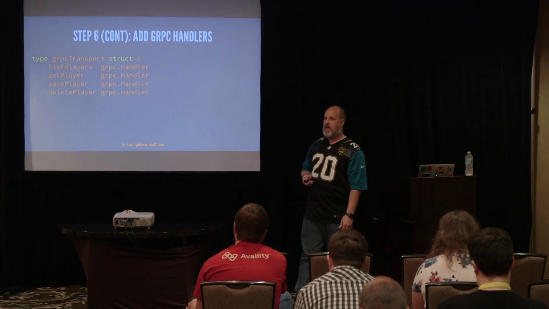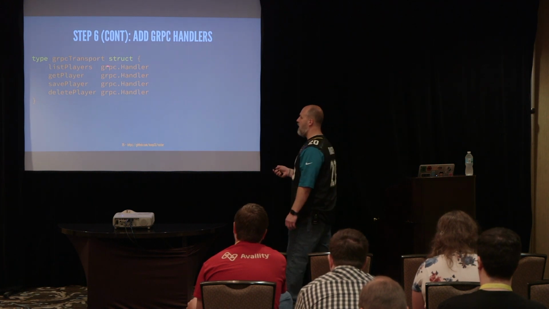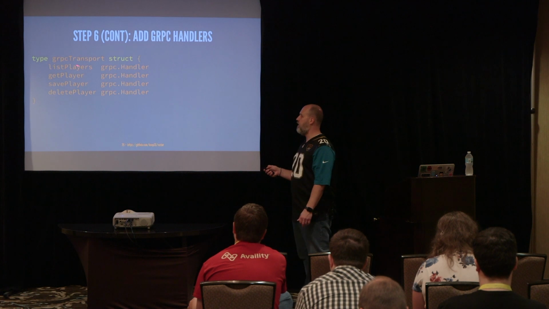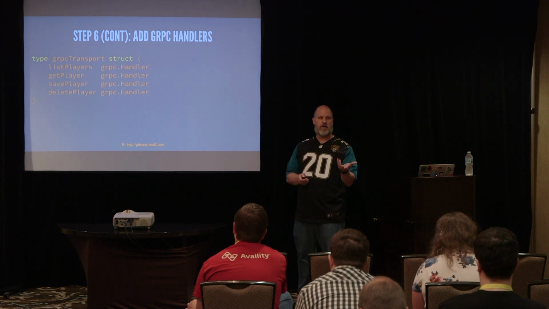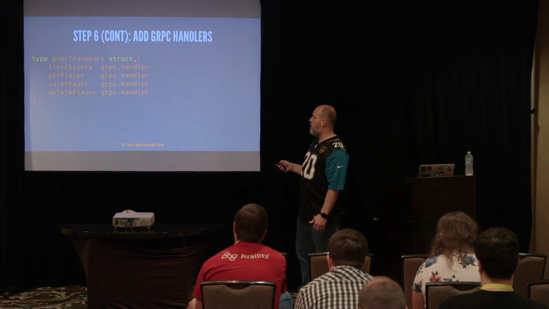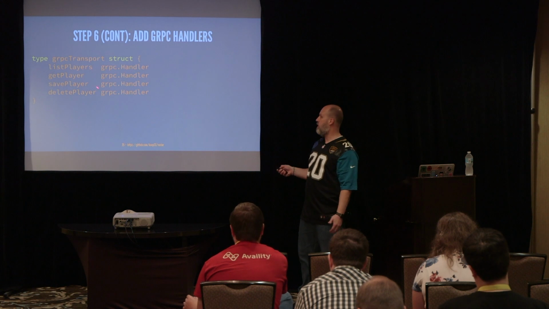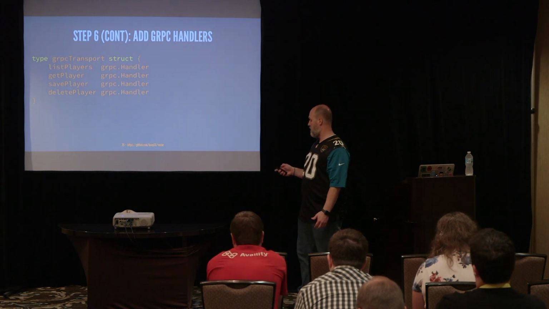So, back in our Go code, we are going to create a structure, gRPC Transport. It mirrors our HTTP transport, but we're going to have 4 gRPC handlers: list player, get player, save player, delete player. We're familiar with those.